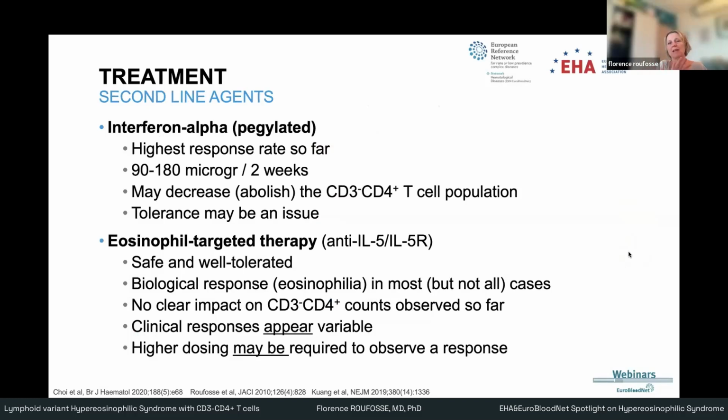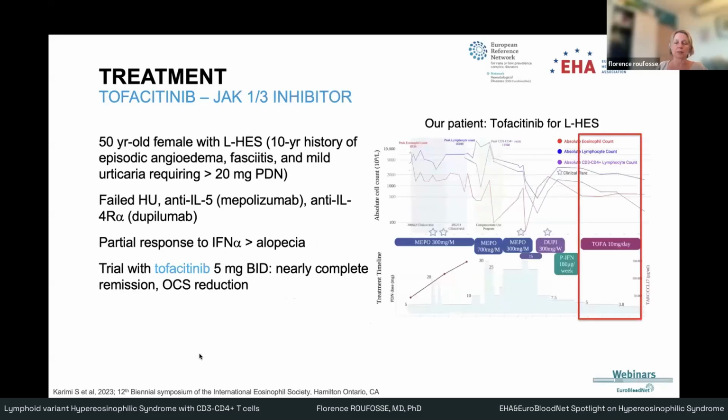So this is just to recapitulate what I just said. Perhaps the main advantage with interferon is that it may actually decrease, and even in some cases, one of our patients experienced complete disappearance of the CD3 negative, CD4 positive T cells. So this is really a first choice in terms of second-line agents, but unfortunately in Belgium, it's practically impossible to obtain in this particular indication unless patients pay from their own pockets. Eosinophil targeted therapy, it certainly is worth a try. It sometimes works, especially if you give higher dosing to some patients, they may experience clinical benefit in those conditions.